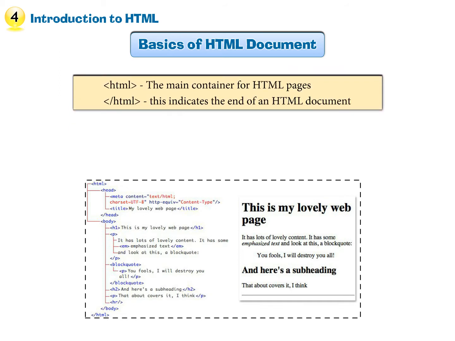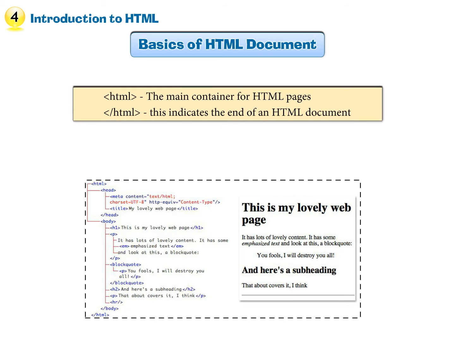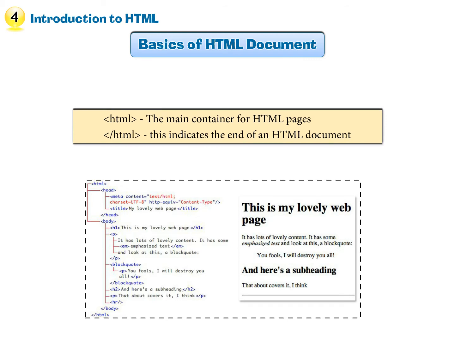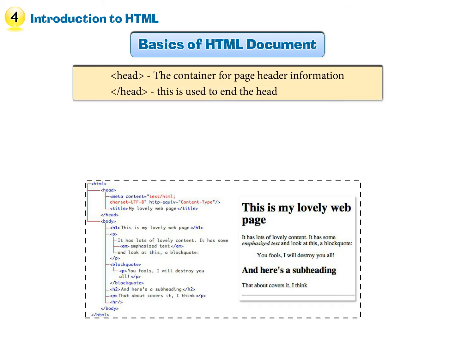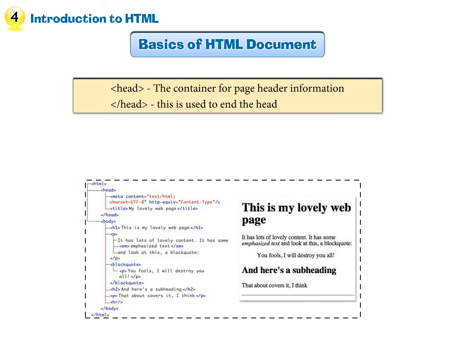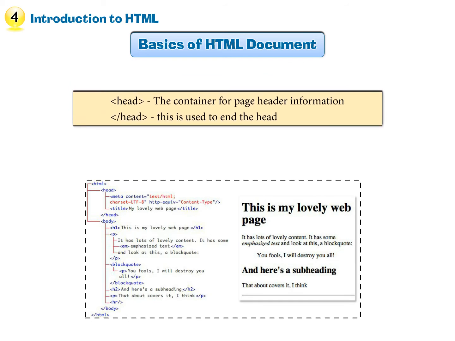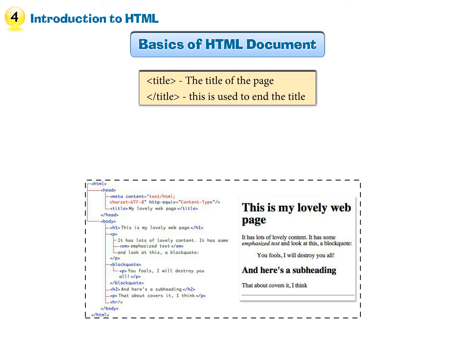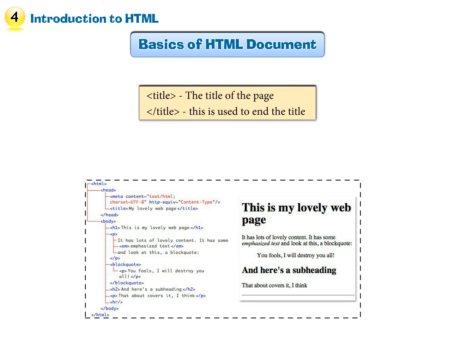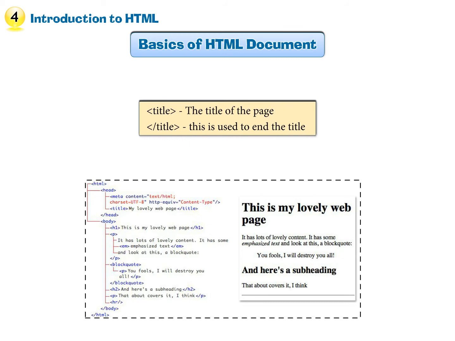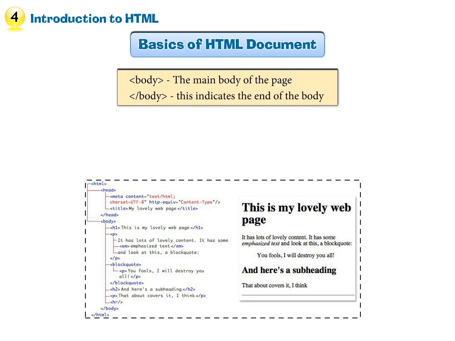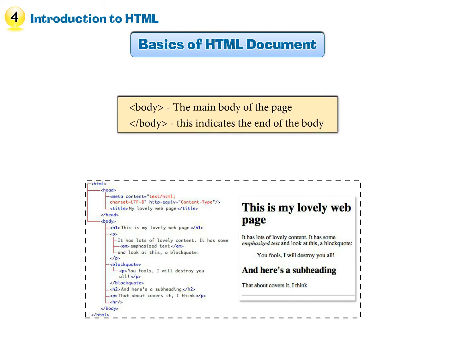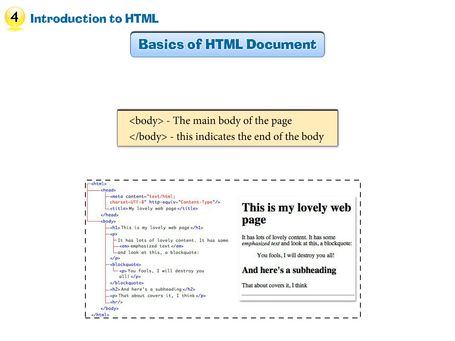<html>, the main container for HTML pages. </html>, this indicates the end of an HTML document. <head>, the container for page header information. </head>, this is used to end the head. <title>, the title of the page. </title>, this is used to end the title. <body>, the main body of the page. </body>, this indicates the end of the body.